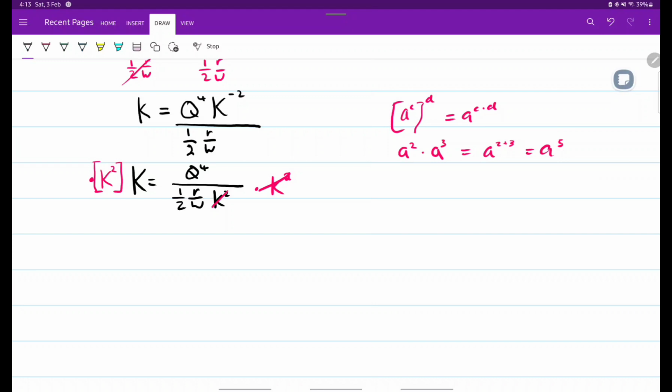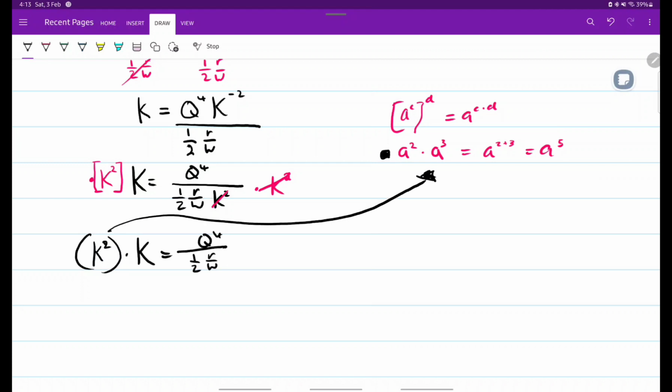And I know we've just moved k over to the other side. Am I going to deal with that again? That's okay. This rule here foreshadowed what is coming up. Because then you have k squared times k to the 1/2 equals q to the 4 over 1/2 times r over w, and that is it.